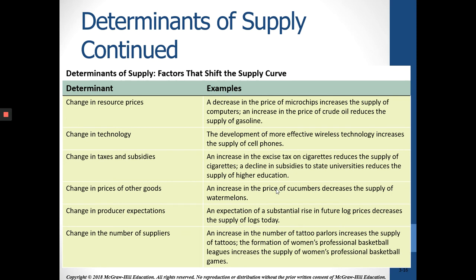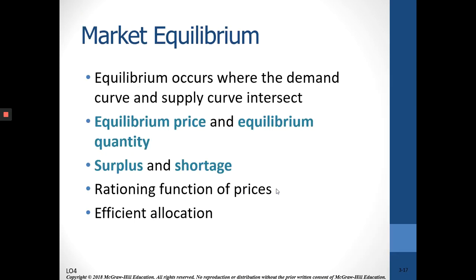Just like the first one, a change in resource prices, a decrease in the price of microchips or computer chips, increases the supply of computers. Computers have really come down over the years in price. Now our cell phones do more than most of the mainframe computers did in the 80s. Well, they do more, actually. So all the rest of these are good examples.